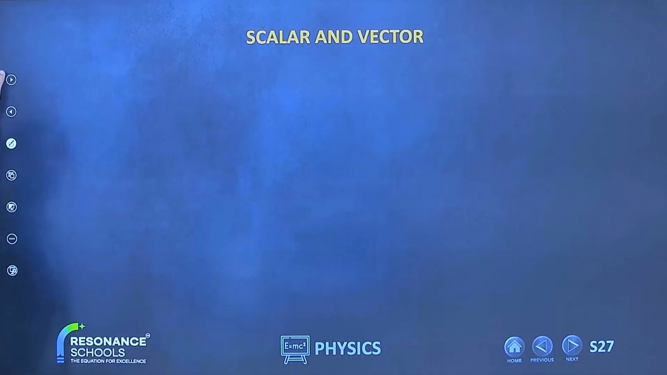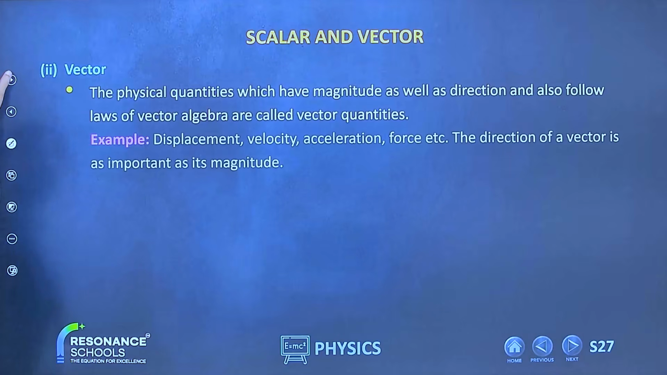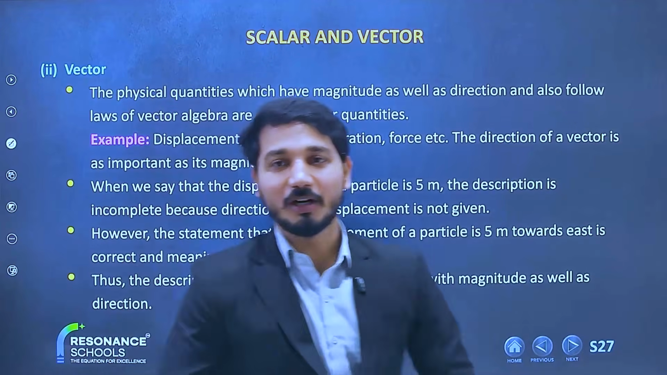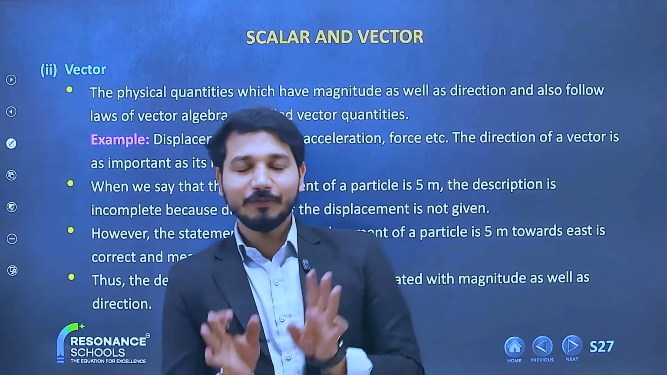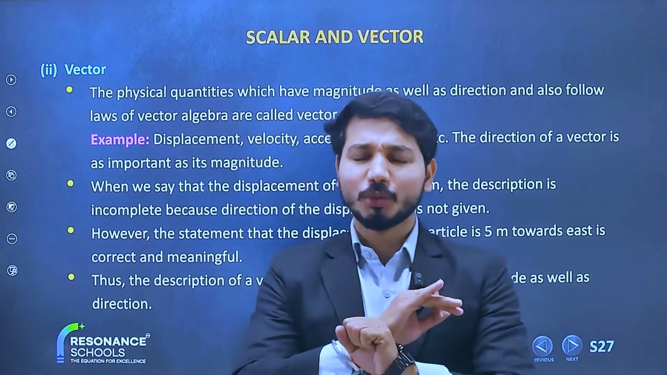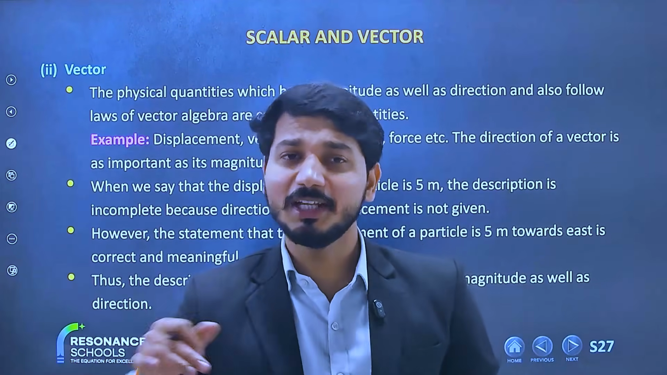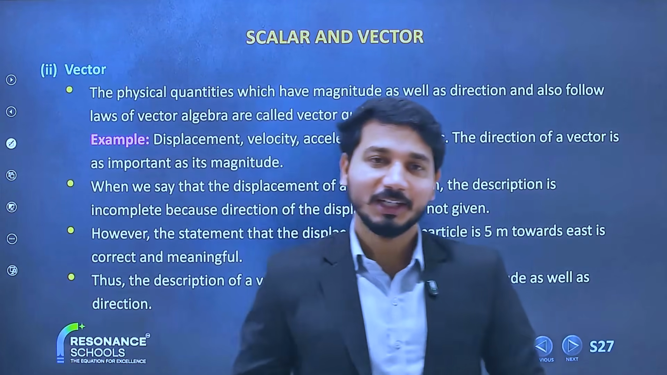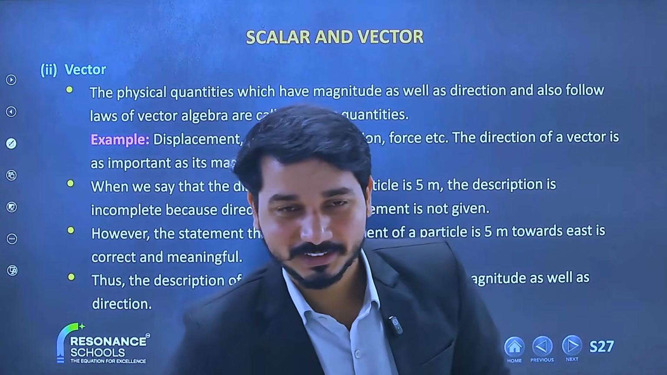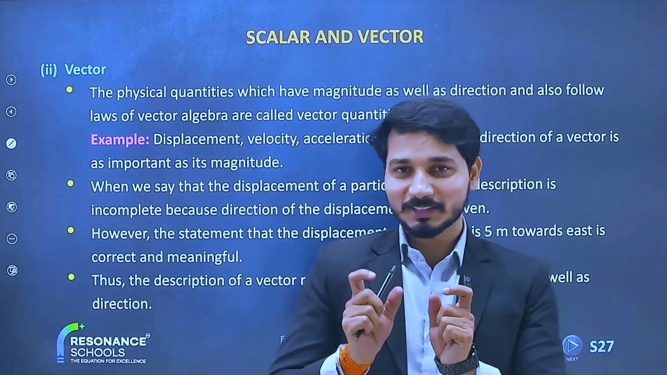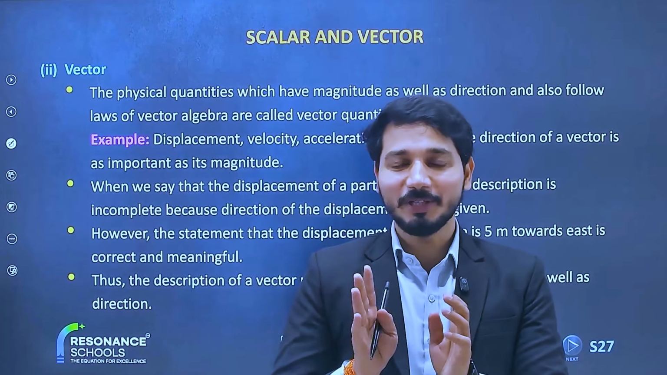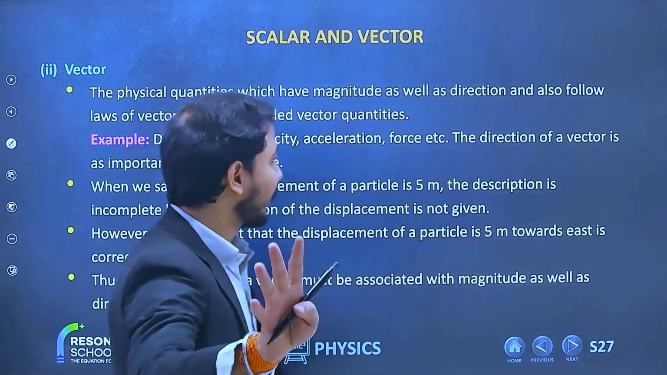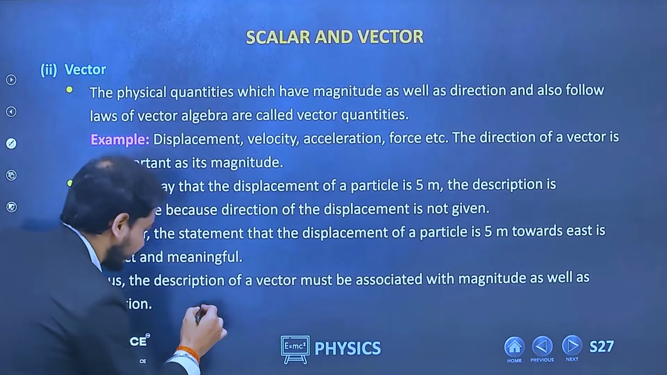Moving ahead. So next we are going to discuss vectors, right? We'll understand what is the meaning of vector. Scalar we understood: the physical quantities which do not have direction but only have magnitude are called scalar quantities. Now when it comes to vector, the short trick is: which have both magnitude as well as direction. For understanding vector, just a short trick.